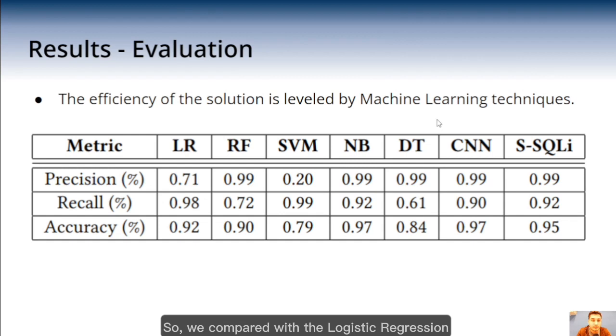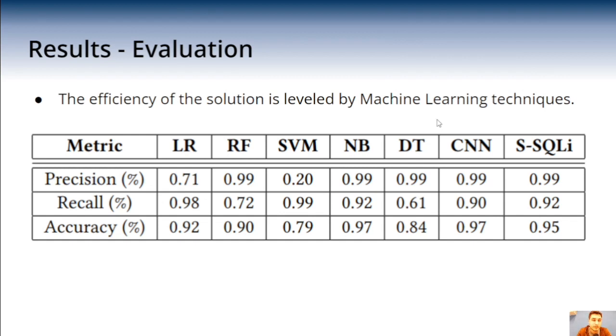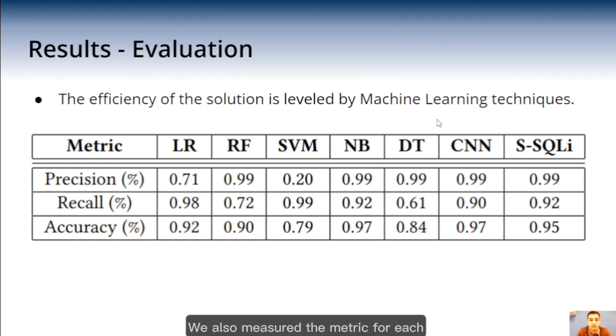So we compared with logistic regression, SVM, Naive Bayes, Decision Tree, and CNN. We also measured the metrics for each case of detection in percent.